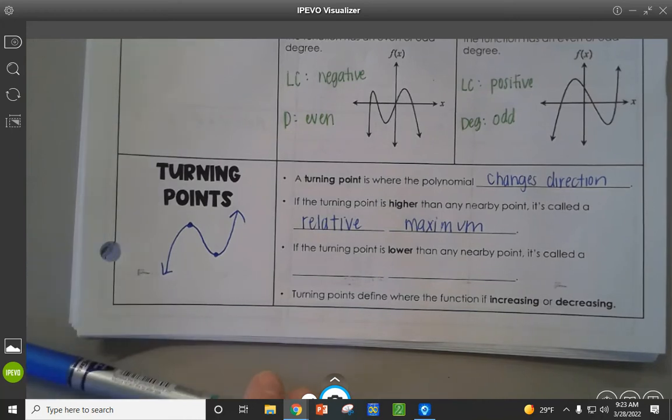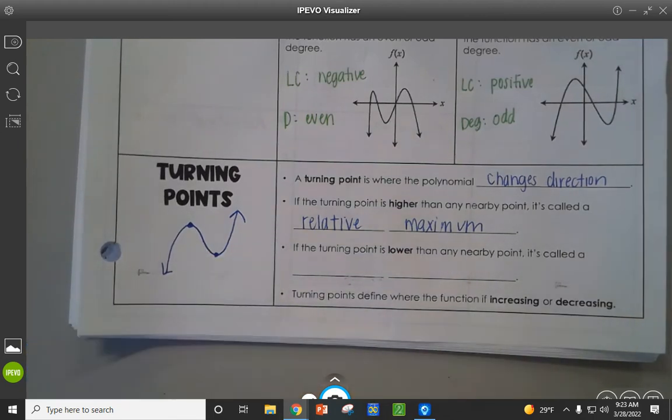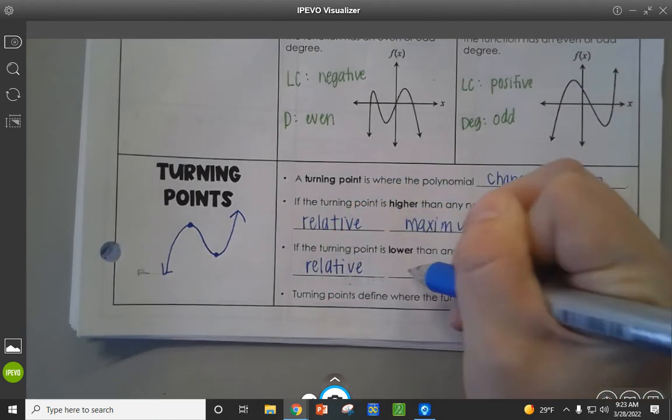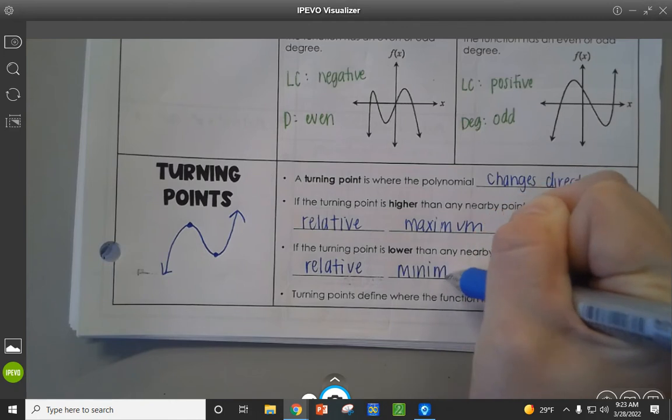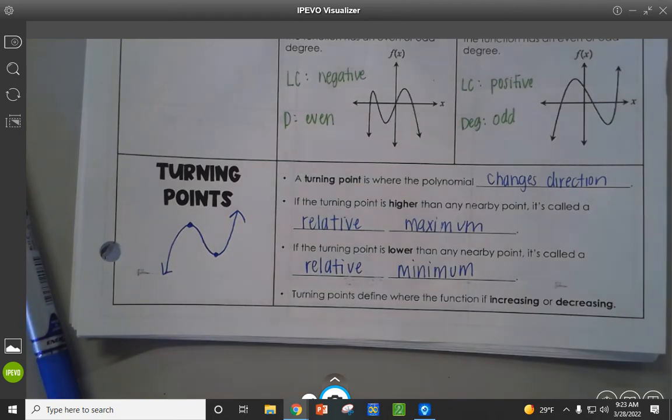So a relative max means just out of all the humps, it's the highest point out of the humps. So it's the highest one that you can just pinpoint right there. That's all that you have to worry about. If it's lower, so if it's in the valley, we call it a relative minimum. And we'll use these turning points a lot in the next few lessons. So you've got to get really good at picking these out.